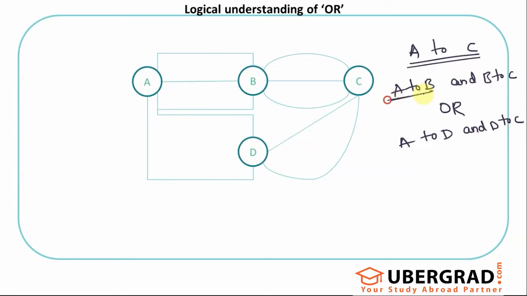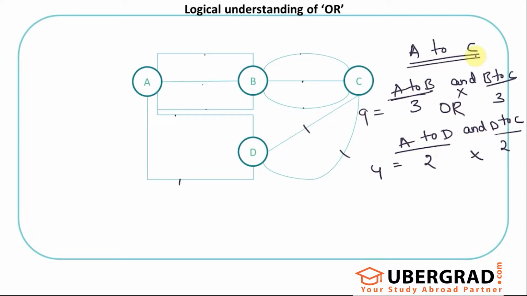How many routes do I have from A to B? 1, 2 and 3. From B to C, 1, 2 and 3. From A to D, 1 and 2. From D to C, I have 1 and 2. So 3 into 3, that is 9, and 2 into 2 is 4.